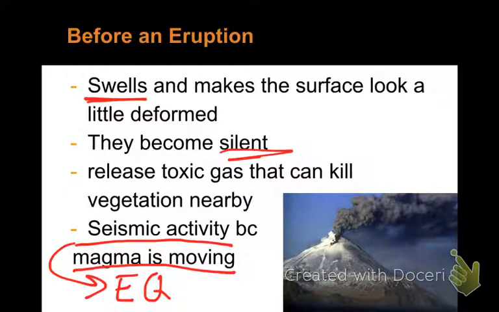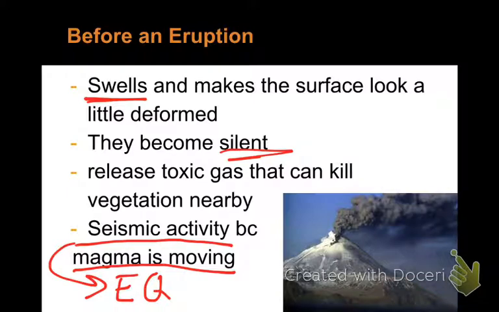One of the largest volcanoes in the world is actually here in the U.S. It's in Yellowstone National Park. It's what we call a super volcano. And I always get a little bit freaked out whenever I start thinking about it. But that volcano is not expected to erupt for another 1,000 years or something like that.